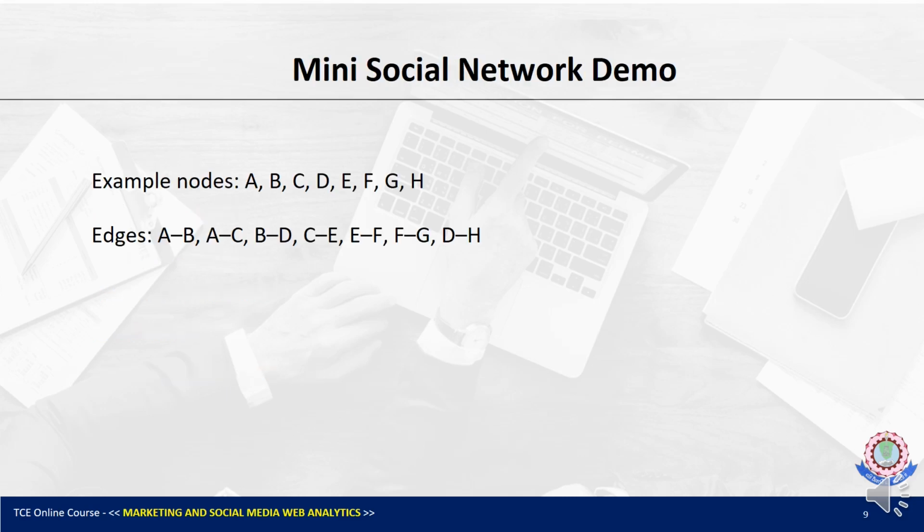Mini social network demo. Example nodes. Consider the example we have chosen as A, B, C, D, E, F, and G. And the edges are A to B, A to C, B to D, C to E, E to F, F to G, and D to H. Even this small network allows us to detect influencers, bridges, and bottlenecks.